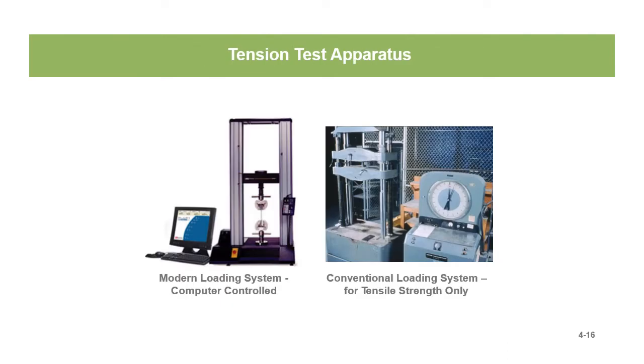Here's a couple of tension test apparatuses. On the right, you can see a conventional loading system for tensile strength only. This is the old school stuff from the 1950s, 1960s. This is what they had when I went to college. On the left, you can see a modern loading system that's computer controlled, and it'll give you a significantly larger amount of data than the conventional loading system would. But you'll run across both, depending on where you're at and what you're looking at. Both are quality ways to achieve the data that you're looking for.